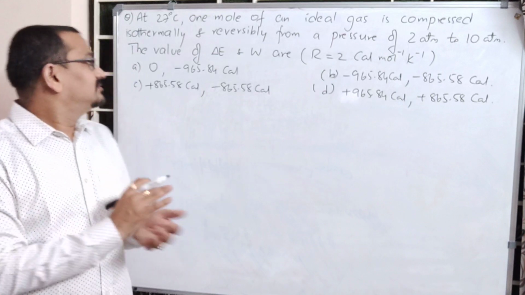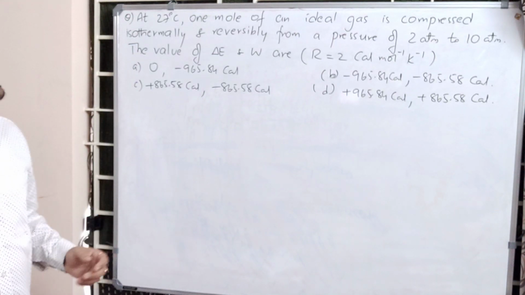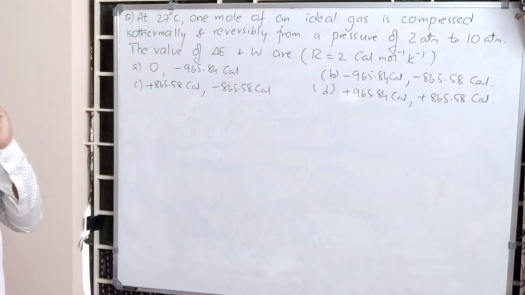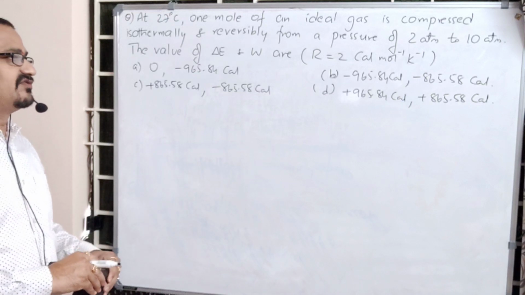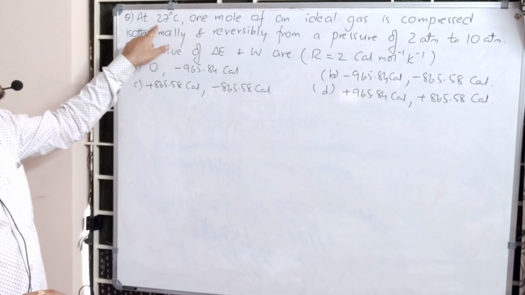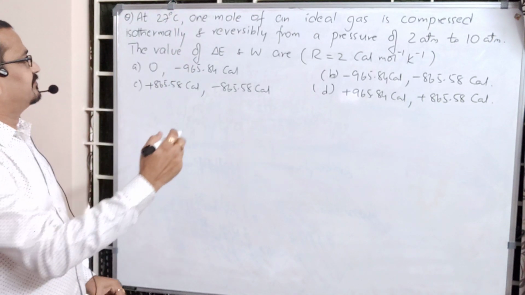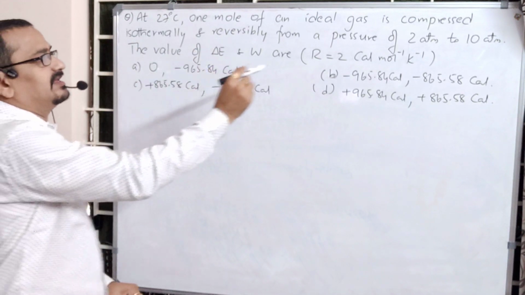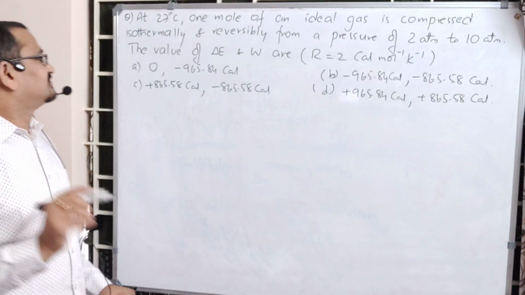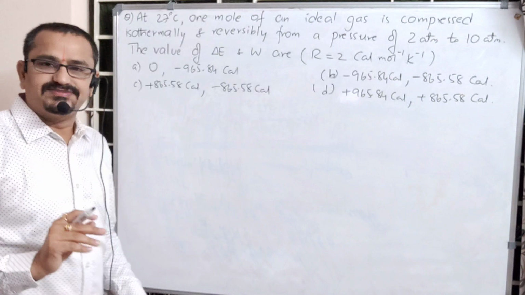This is another question. At 27 degrees Celsius, 1 mole of an ideal gas is compressed isothermally and reversibly from an initial pressure to a final pressure, 2 atmospheres to 10 atmospheres. The question is, at a given temperature of 27 degrees Celsius, 1 mole of an ideal gas is compressed isothermally and reversibly from low pressure to high pressure, 2 atmospheres to 10 atmospheres. The values of internal energy change and work done are respectively?